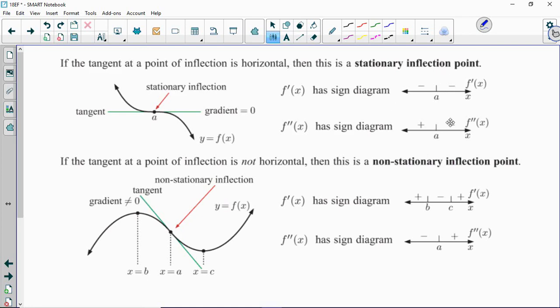Would it be possible to have the same second derivative sign diagram, but the opposite first derivative? Could this have been plus minus? It's not something that the IB is likely to throw at us, but we could imagine what this would look like. It would need to be concave up, but increasing, and then be concave down, but decreasing. So that would have a cusp. So we see we can figure out a lot about the shape of a graph just by considering these sign diagrams.